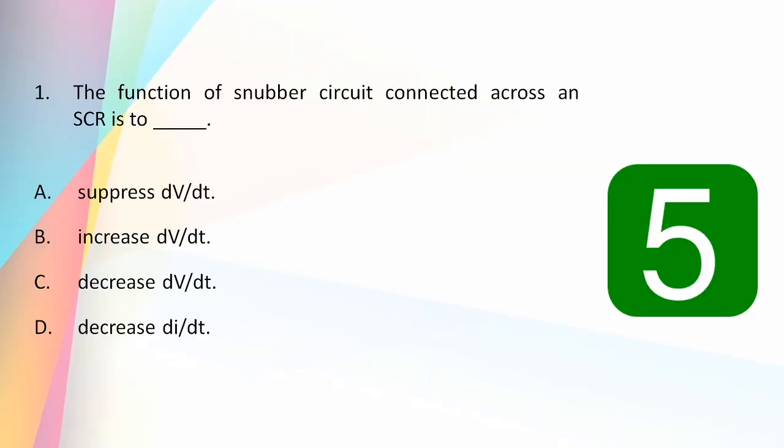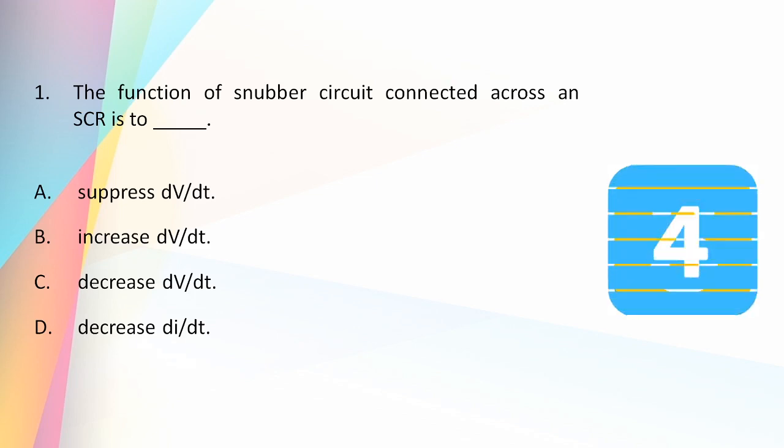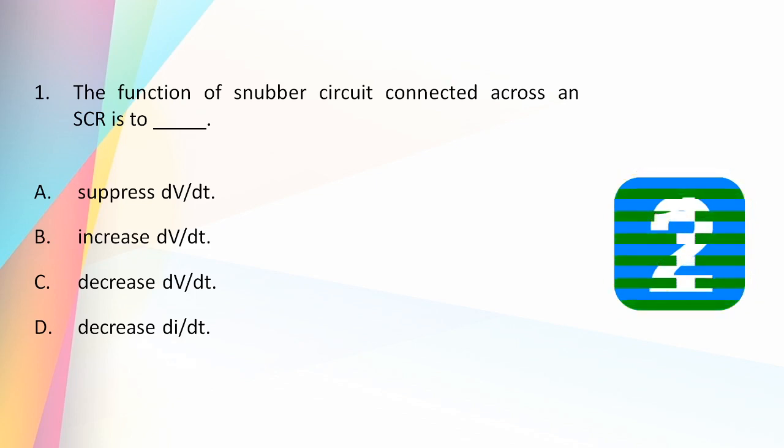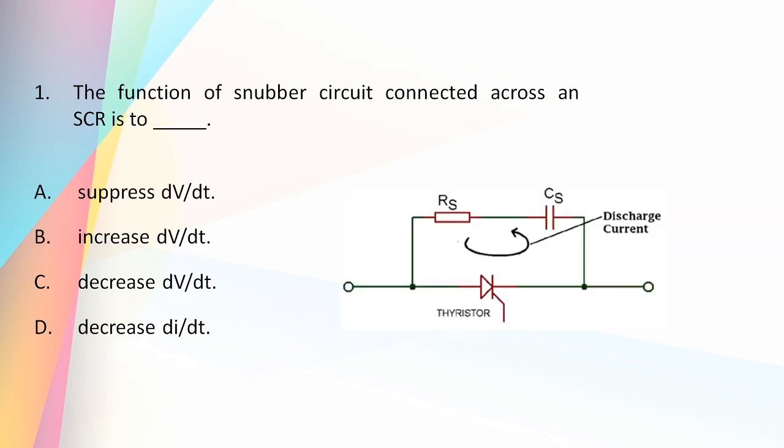So the first question is, the function of snubber circuit connected across an SCR is to suppress dV by dt, increase dV by dt, decrease dV by dt, decrease di by dt. And here you go. And the answer is suppress dV by dt.